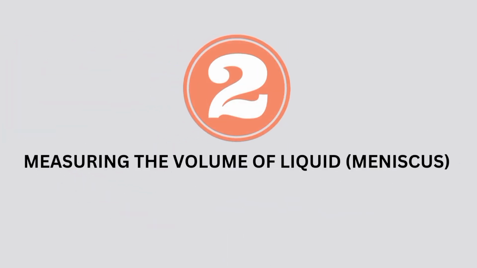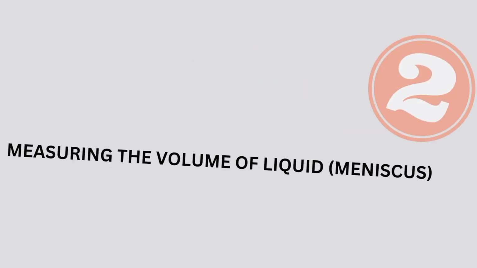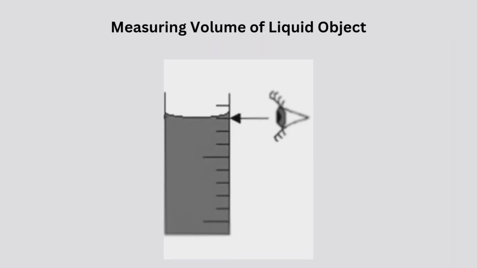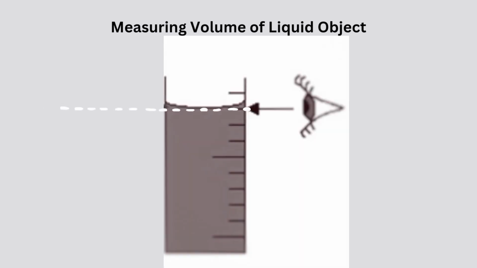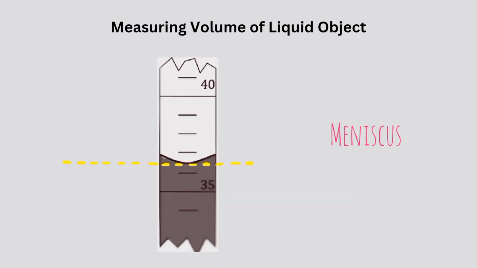The second is measuring a liquid object. When we look at the water level in a measuring glass, it's not straight horizontal, but slightly curved downward, and it's called the meniscus. The actual volume is the lowest point on the curve. For example, after 35, there are 36 and 37. The lowest point on the curve is 36.5. So the volume of the water is 36.5 milliliter.